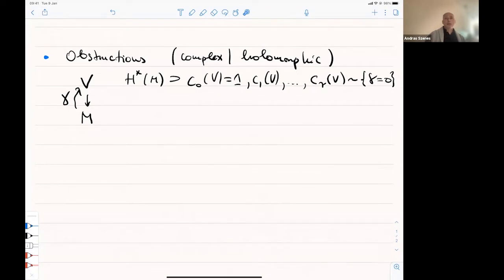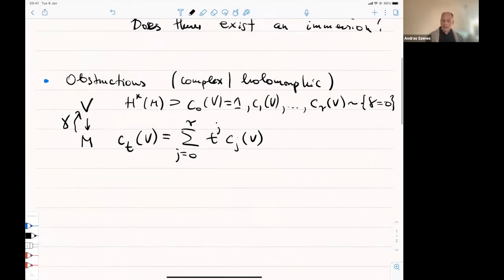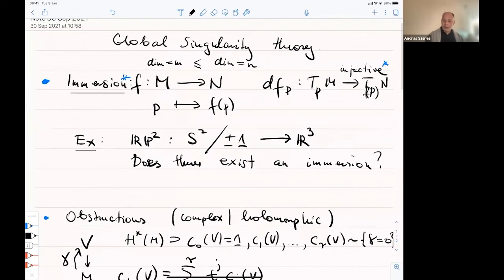Okay. So we will try to use these homology classes to describe the obstructions, and so we'll introduce a finite generating series of these classes. C_T of V will be just the sum of T to the J times C_j of V, J going from 0 to R. And then given our setup, this setup here that I have up here, I'll just maintain for the rest of the talk. It's the two manifolds with the dimensions fixed. This will always be there.